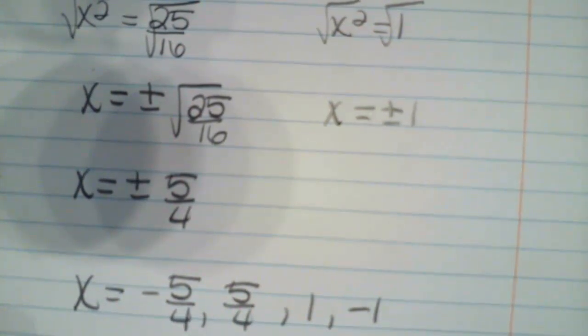So let's try it again. We have x squared, or sorry, x to the fourth minus 4x squared minus 21 is 0.